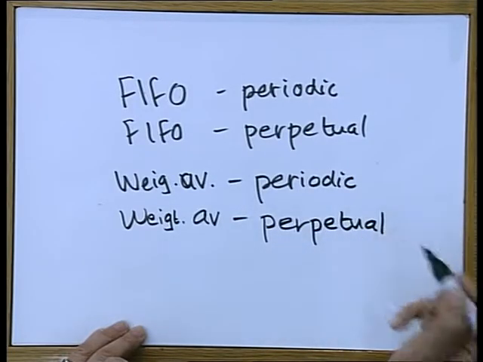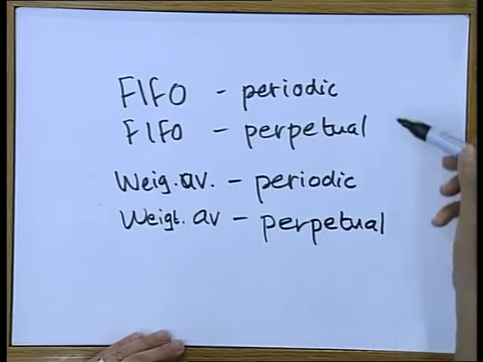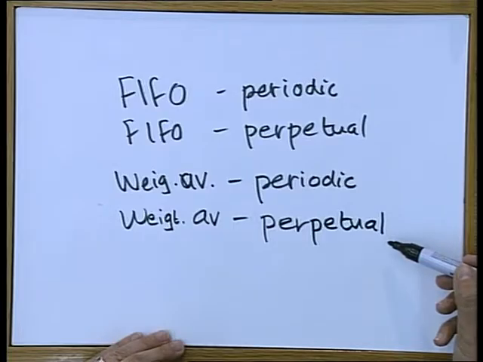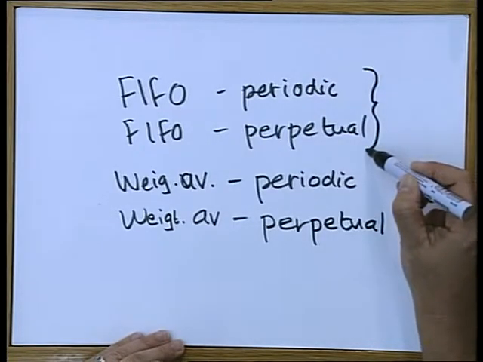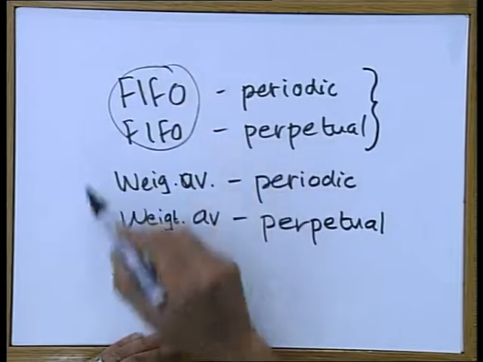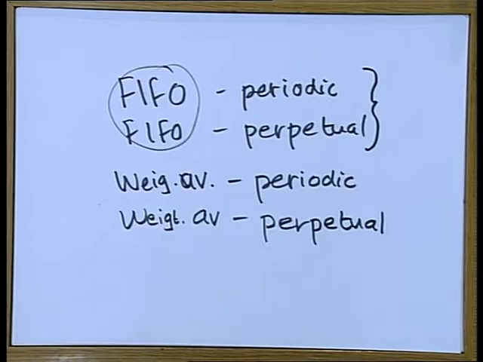Okay. So there's 4 different ways to do this, to calculate cost of sales and to calculate the value of your closing stock. For today, we are only going to concentrate on the FIFO. And then on the 20th, we will look at weighted average. Okay, so let's carry on then.